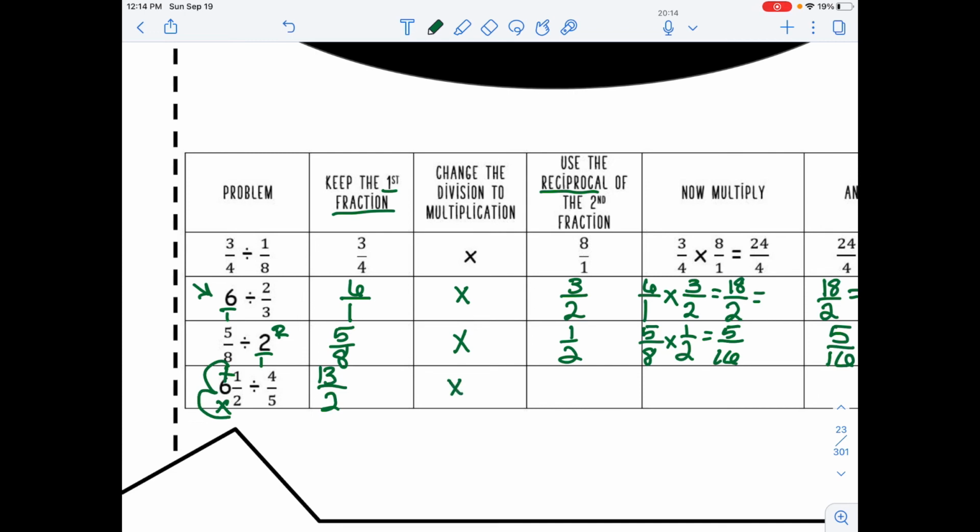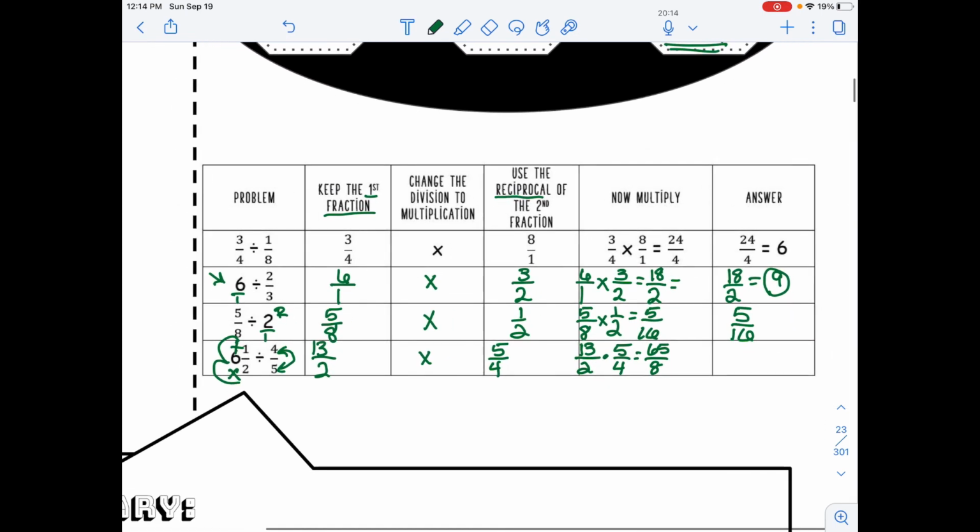times, remember I need to do the reciprocal, so I'm going to flip it. So 5 times 5 fourths. So I have 13 over 2 times 5 fourths. And that is going to give me 65 over 8. Now I'm going to change it back to a mixed number. So 65 divided by 8, well, 8 times 8 gives me 64, so 8 would be my whole number. The denominator stays the same, and 64 plus 1 gives me 65. So 8 1/8 is my answer.